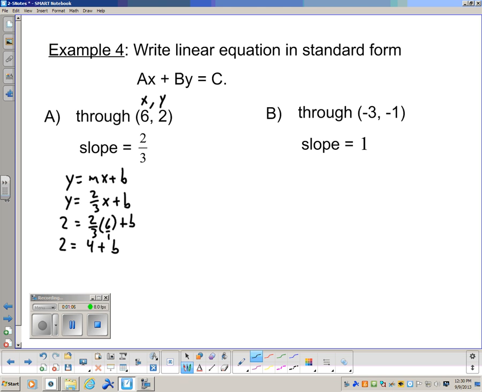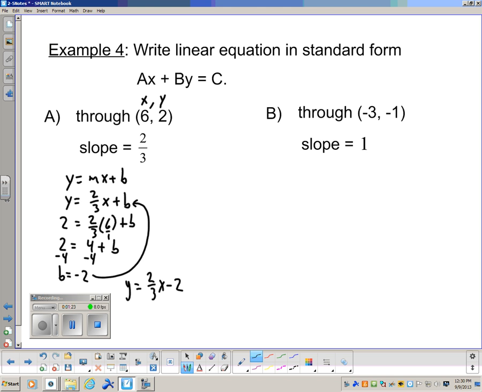And then solve for b. So I have to subtract 4, and b ends up being -2. So if I were to write this back out, I'm going to plug it in here. So I get y equals 2/3 x minus 2.